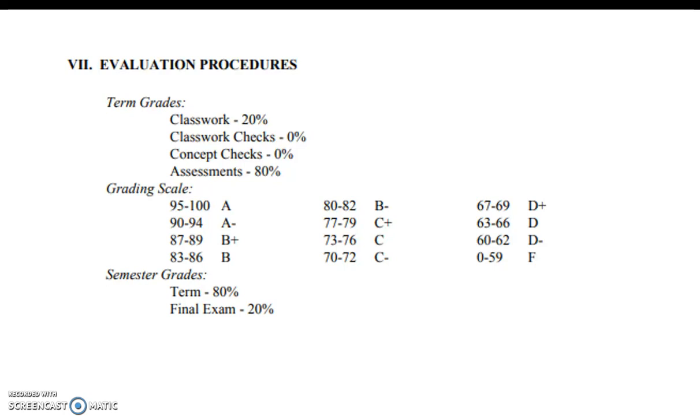The grading scale is for the entire school, nothing that I come up with there, and same thing for semester grades. The thing that goes in your final transcript, your term grade, is 80% and the final exam is 20%. So that is a quick run through of the syllabus. I'll jot down questions you might have. Hopefully you already put some questions down within the video, and we will definitely have some time to talk about this in our next class period.